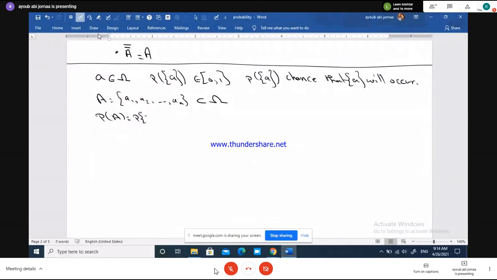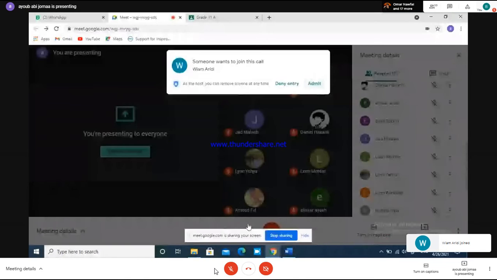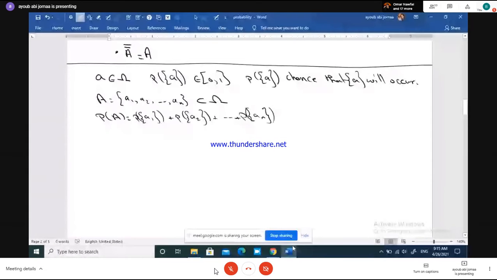That is the probability of the first outcome A1, plus the probability of the second outcome A2, plus etc., plus the probability of AN. For example, in rolling a die, let's say A is the event that the number is prime: 2, 3, 5. Then the probability of A will be the probability of 2 plus the probability of 3 plus the probability of 5.